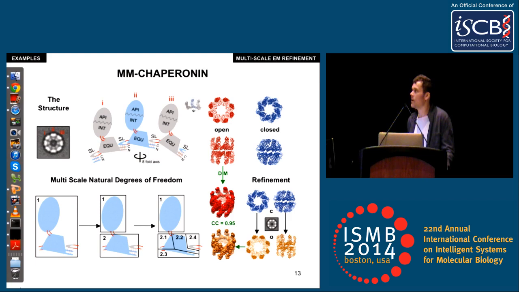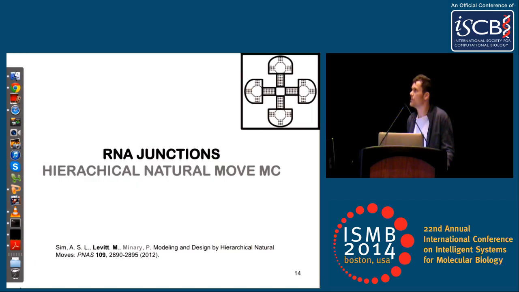So this approach is actually a top-to-bottom approach. We are focusing on the most collective structural motion, and in order to facilitate that, we are introducing finer-level degrees of freedom. The similar technology we applied for RNA junctions, which appear in many molecular machines.